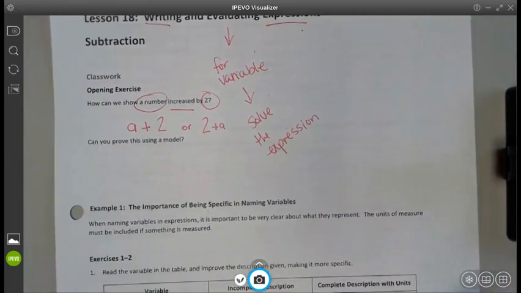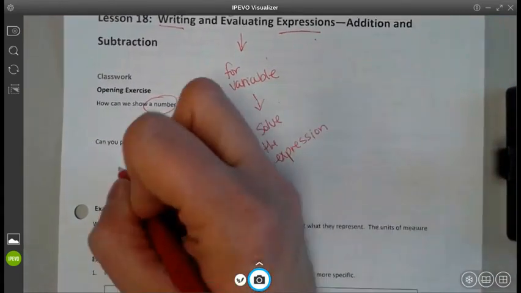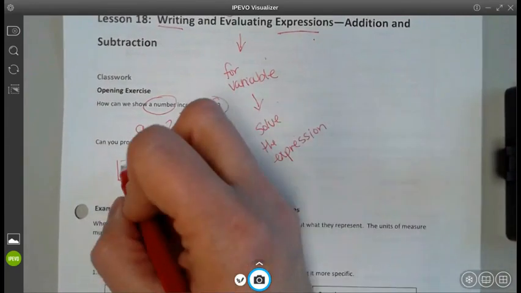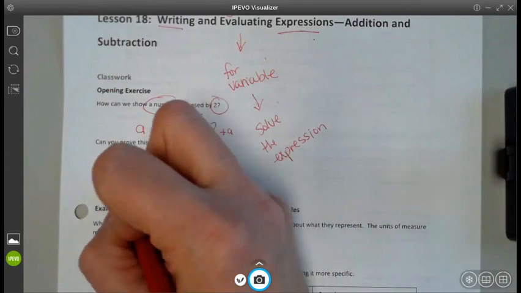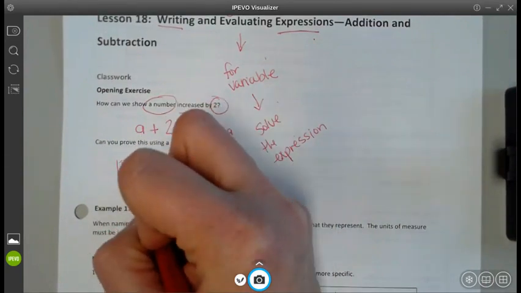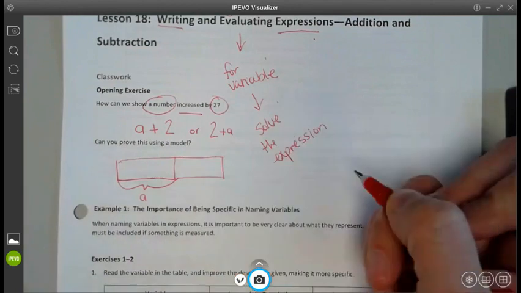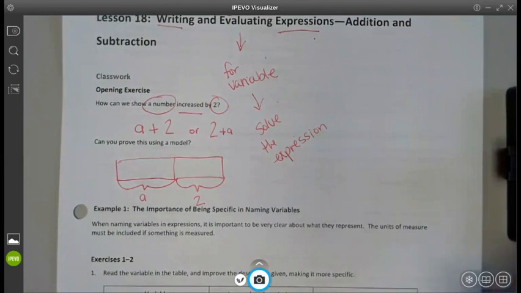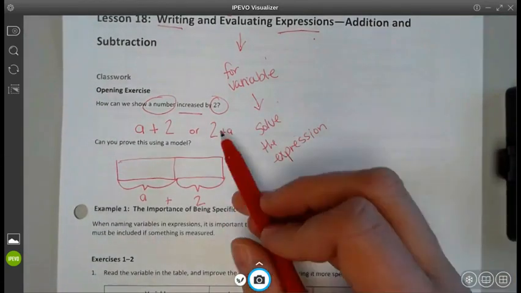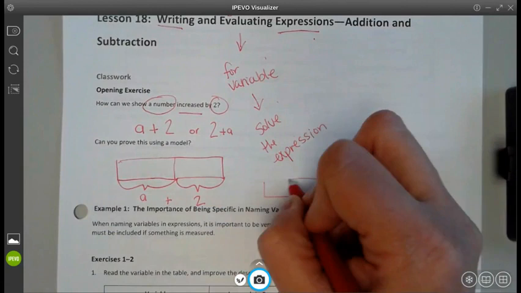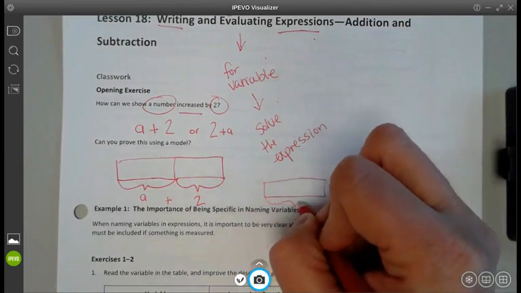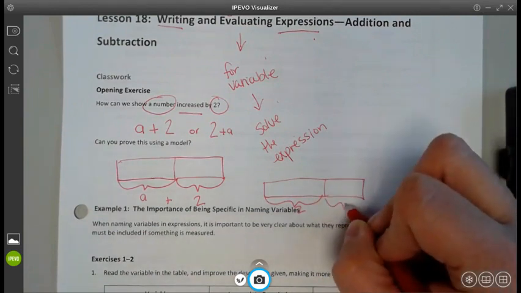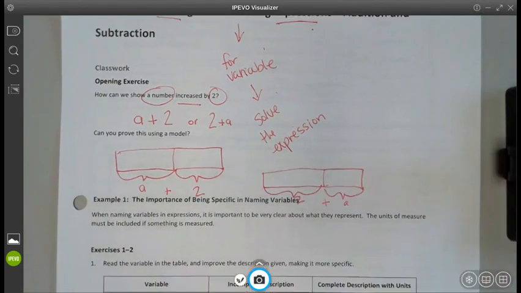So can we prove this using a model? Yes, we can. We can use what we call a tape diagram, where we can show that we have a number, which we'll call A, and we're going to increase it by 2. So this would show A plus 2. And if we want to show 2 plus A, well, what do we do with that tape diagram? Well, we reverse it, right? We start with 2, we increase it by A, and this would show 2 plus A.